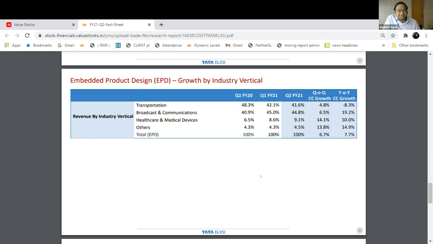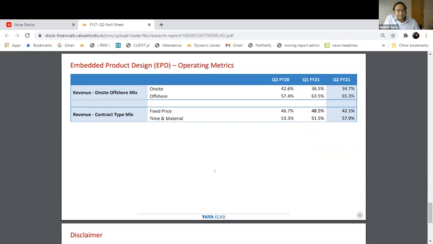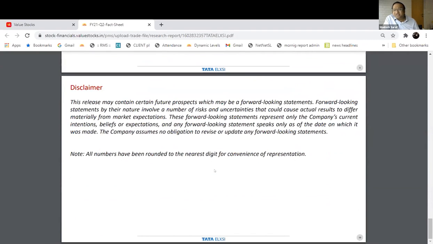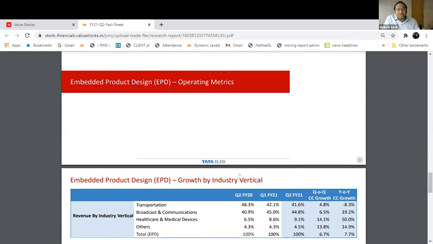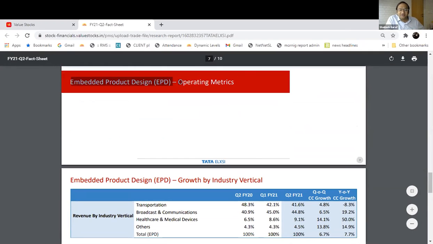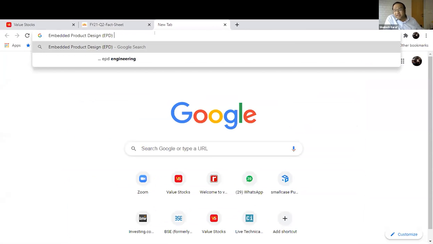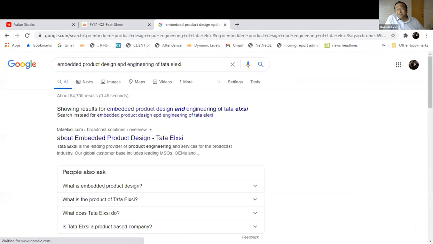Go down. Okay, embedded on-site, off-site क्या है, आपको idea लग जाएगा. And that's it. Small presentation of 4-5 slides. The embedded product design. अब आपको समझना है what is embedded product design. So you can go to Google. ये तो investor ने रोक दिया है. So let's study embedded product design of Tata Elxsi. EPD. ये क्या होती है? इससे क्या knowledge मिलता है आपको कंपनी के बारे में? Especially when the company is doing well.